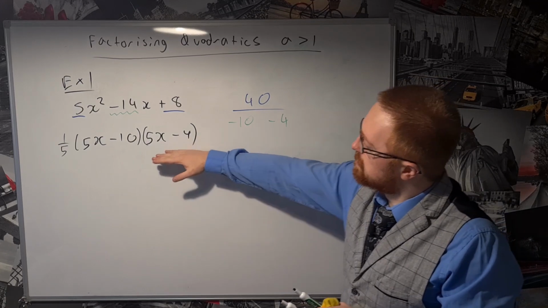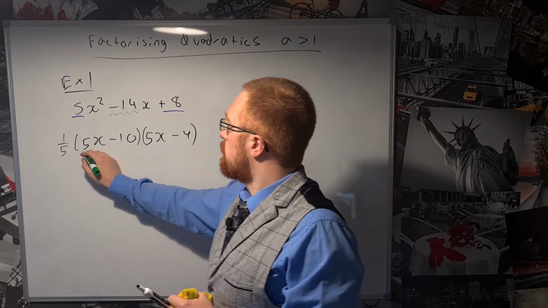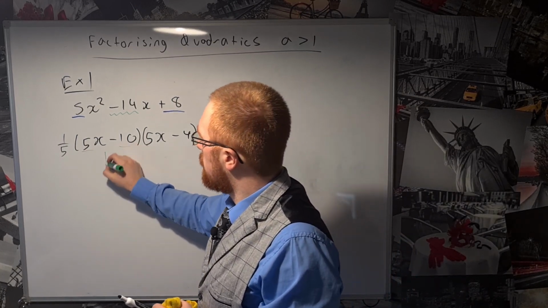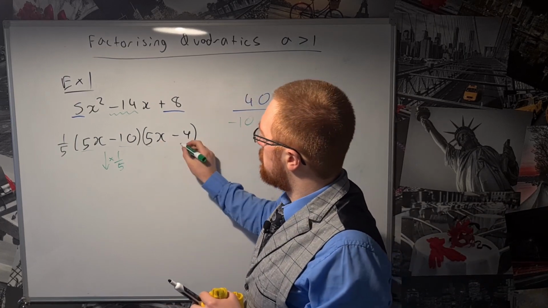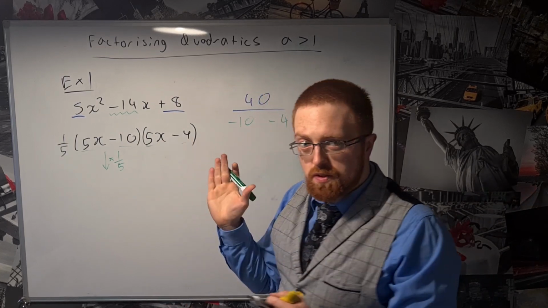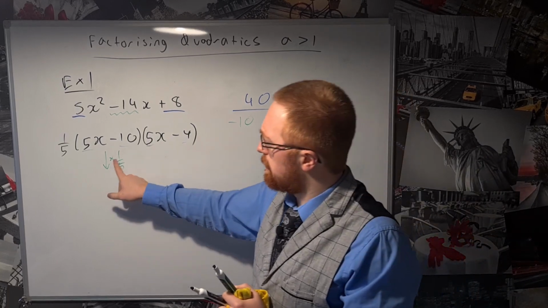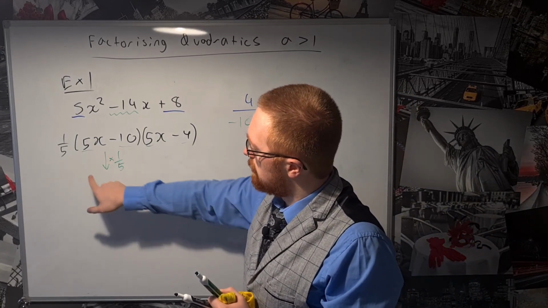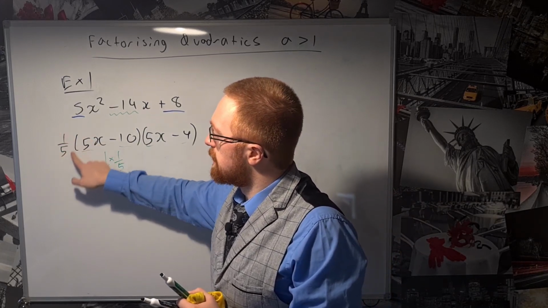So now we need to simplify or reduce these brackets. So highest common factor of 5 and 10 is 5, so I'm going to times by a fifth. Highest common factor of 5 and 4 is 1, they're co-prime, so I can leave that bracket the same. But what this allows us to do is it means that if we times this bracket by a fifth, we're using this fraction at the front.